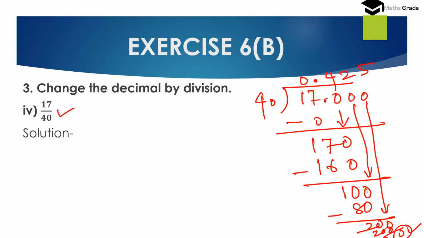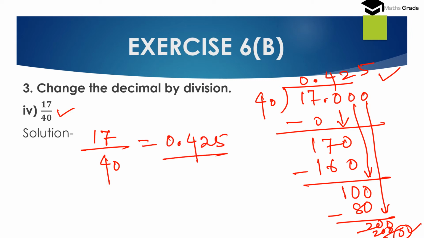Now the decimal is 0.425. So 17 divided by 40 is 0.425. And 0.425 is the decimal form of the fraction 17 divided by 40. So 17 divided by 40 is 0.425.